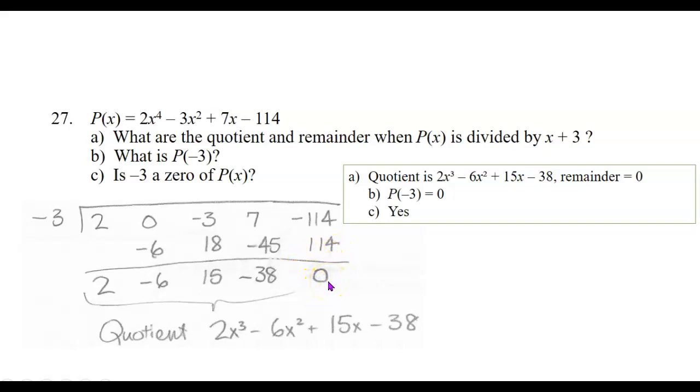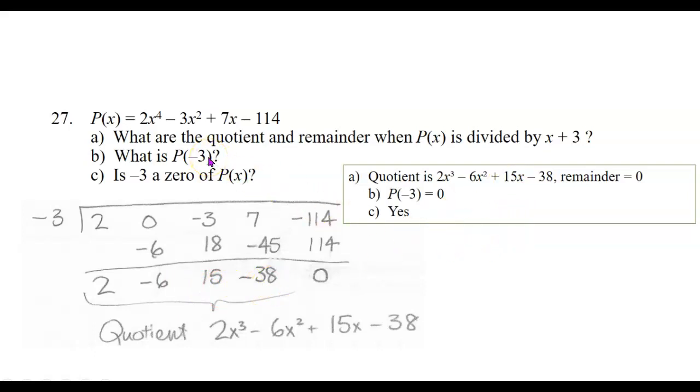So this last number, 0, that's the remainder. We got a remainder of 0, which means the division came out even. And the rest of these numbers tell us what the quotient is. The quotient is a degree 3 polynomial. It starts with an x cubed term because the dividend started with an x to the 4th power term. So the quotient is 2x to the 3rd minus 6x squared plus 15x minus 38.